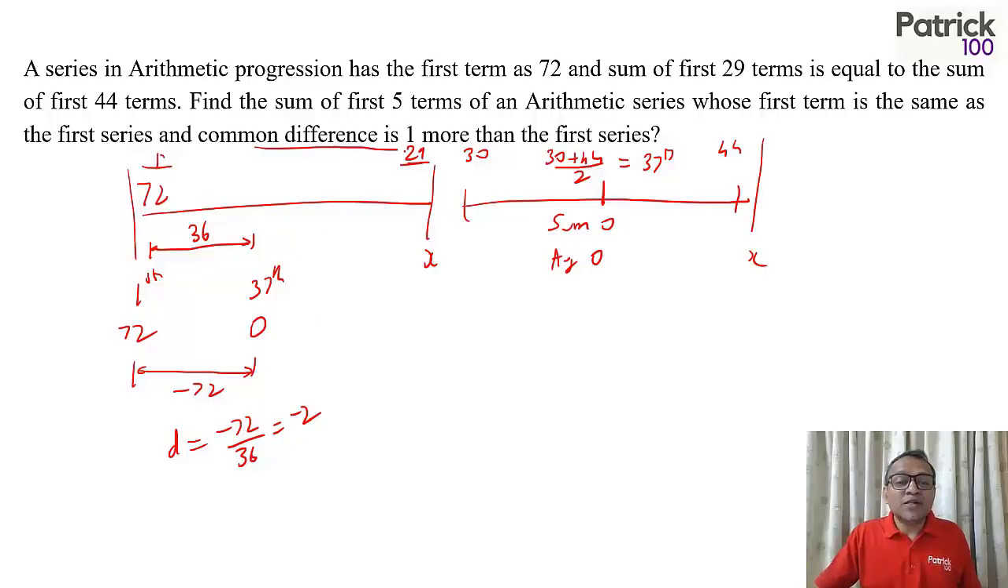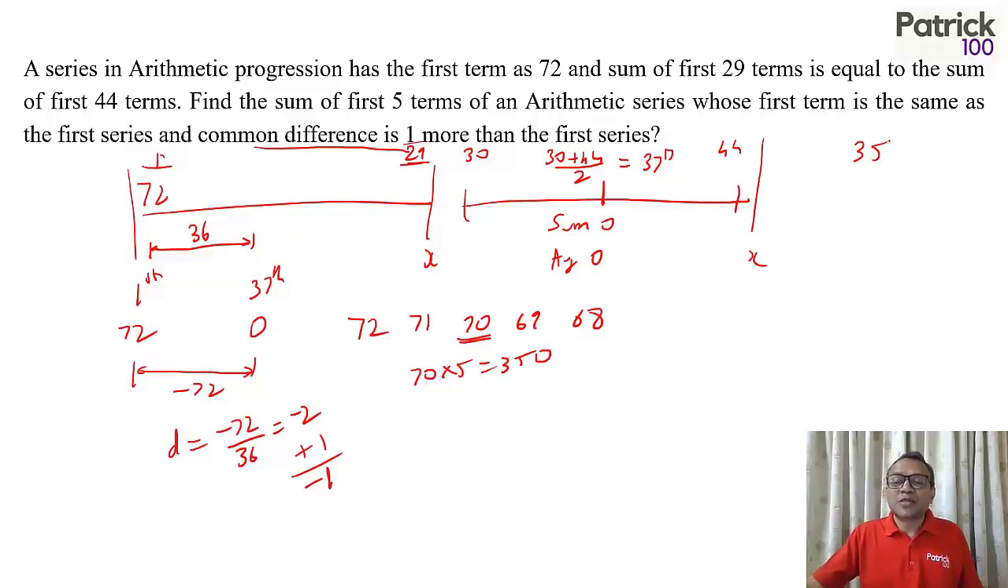Now the common difference is increased by 1 in the first series. So if I add plus 1, the new common difference becomes minus 1. So we start with 72, minus 1 means 71, 70, 69, 68. The sum of these 5 terms is the middle term, which is the average, into 5. 350 will be the answer in this case. Right? So that is the typical way of solving.